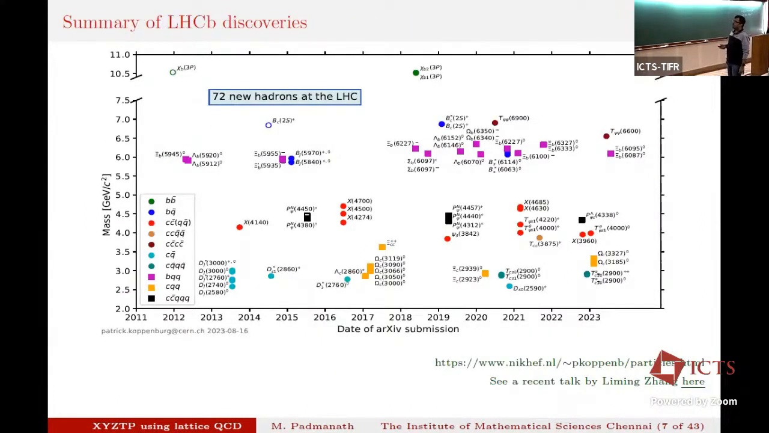Okay, so by now we have very many particles like this. These are a collection of all the conventionally understood particles, as well as many other X, Y, Z particles, in the chronological order of their discovery. And you can see there are so many particles with the name T, etc.